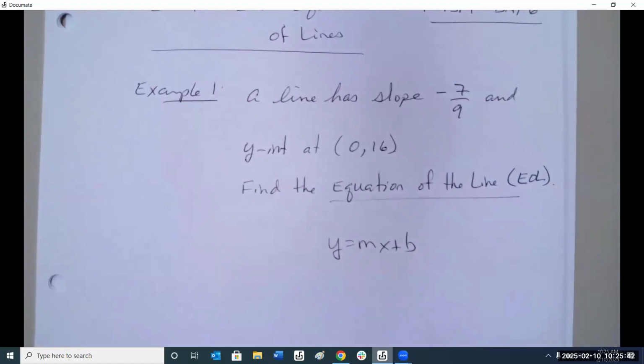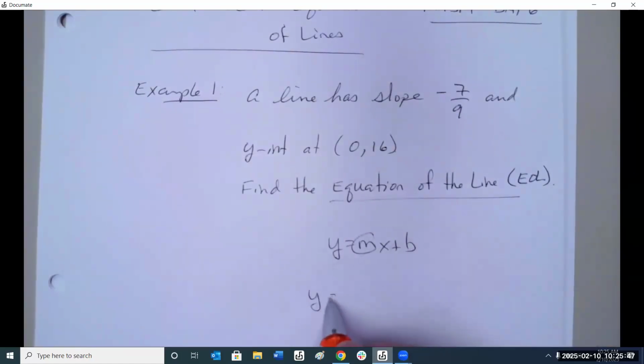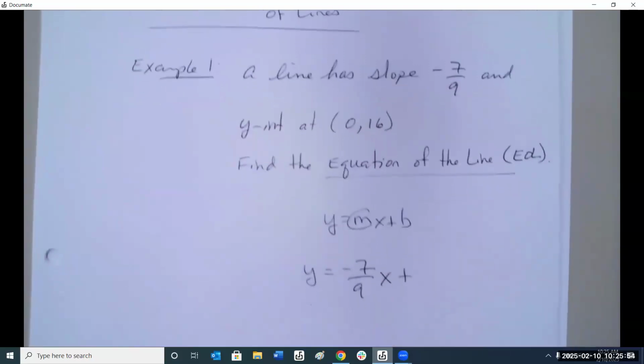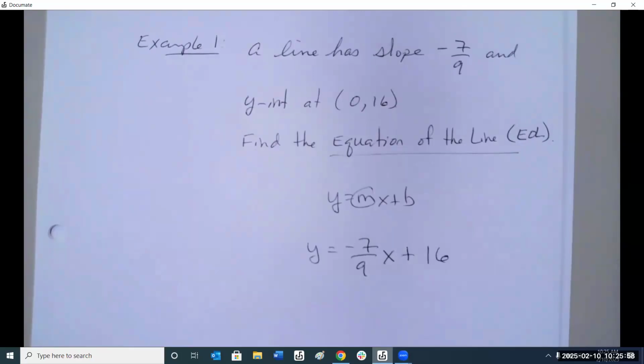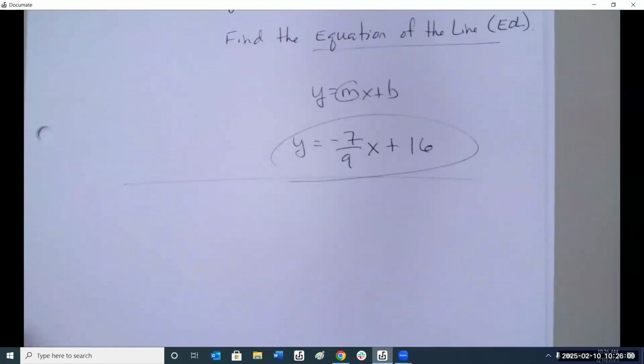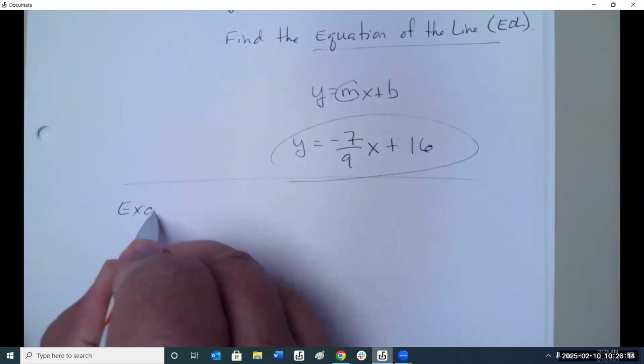Now let's plug in what we know. What is m? -7/9 x plus, what's b? 16. Yep. And there's your equation of line. So far, straightforward. Let's change it up some.